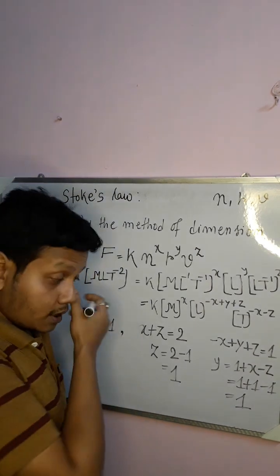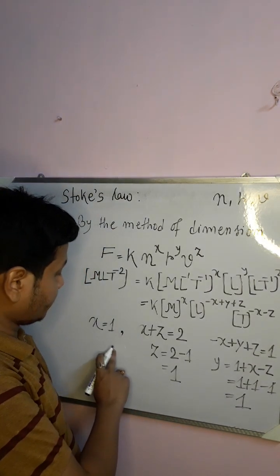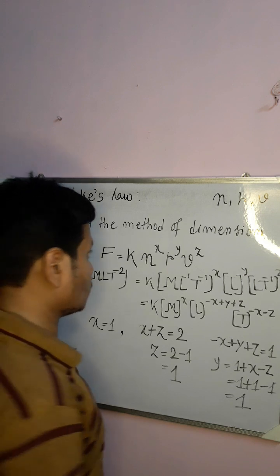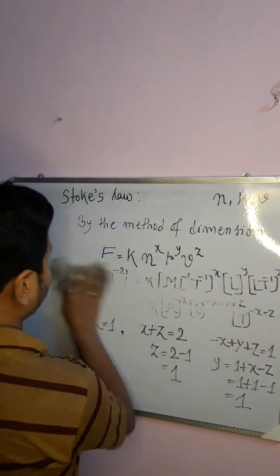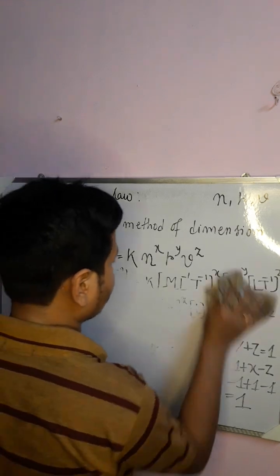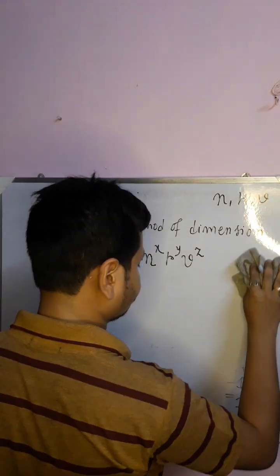So after solving, we find that all the values are 1. x, y, z are all equal to 1. Now if we substitute the values, then what do we get?